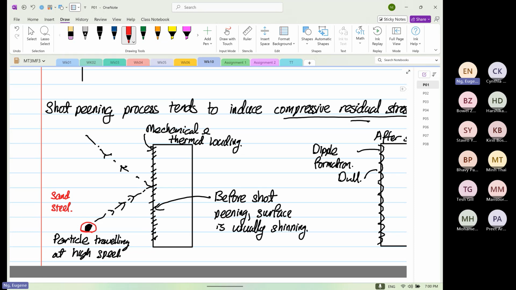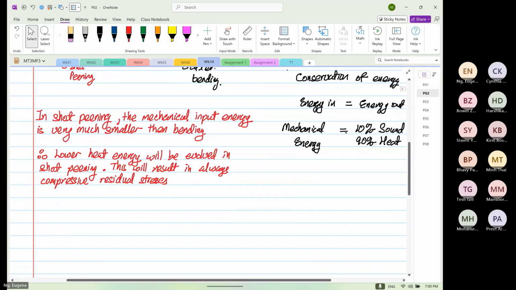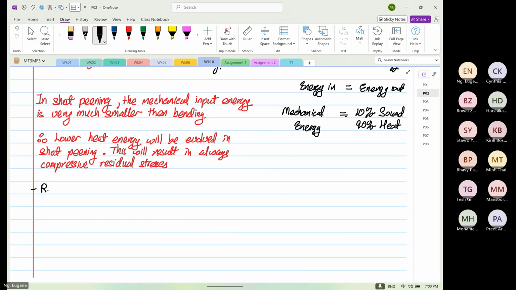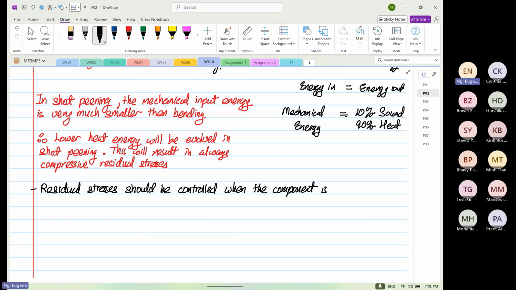But now, I don't know, do they still use that? The problem is making small ice particles also requires what? Energy. Maybe now they go back to particles. But crazy. Now, residual stresses should be controlled when the component is under cyclic loading.